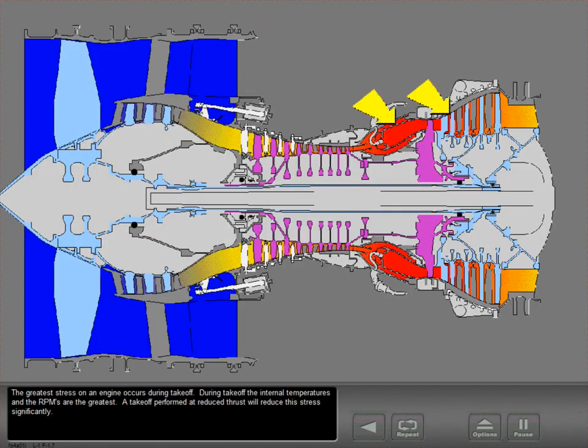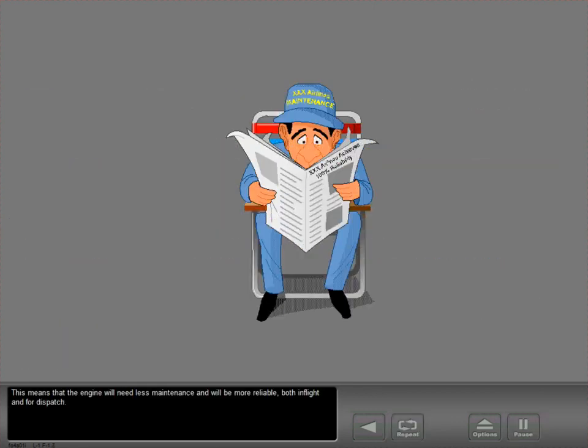The greatest stress on an engine occurs during takeoff. During takeoff, the internal temperatures and the RPMs are the greatest. A takeoff performed at reduced thrust will reduce this stress significantly. This means that the engine will need less maintenance and will be more reliable both in flight and for dispatch.